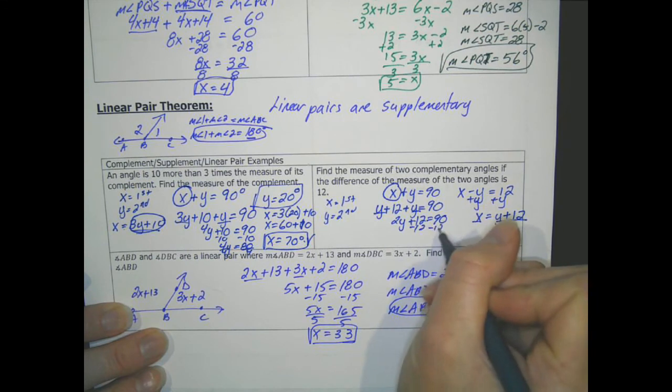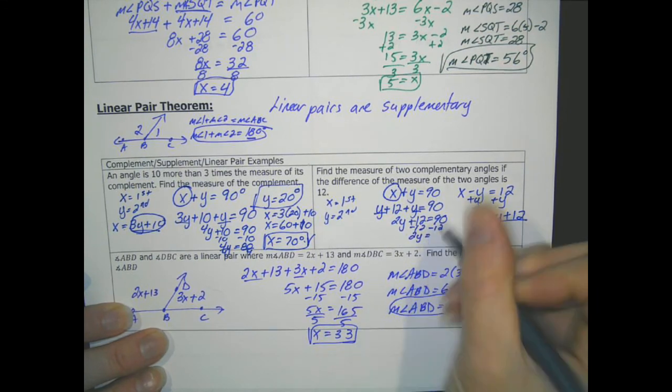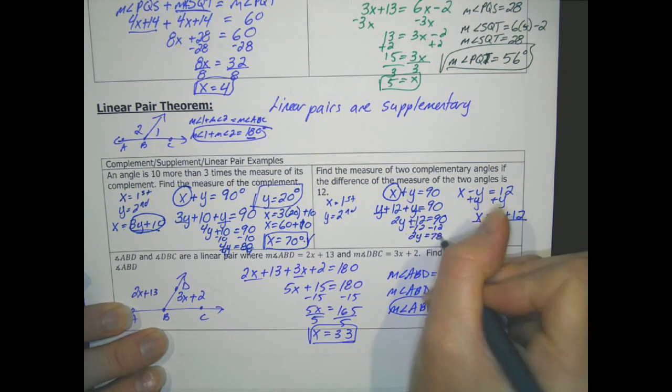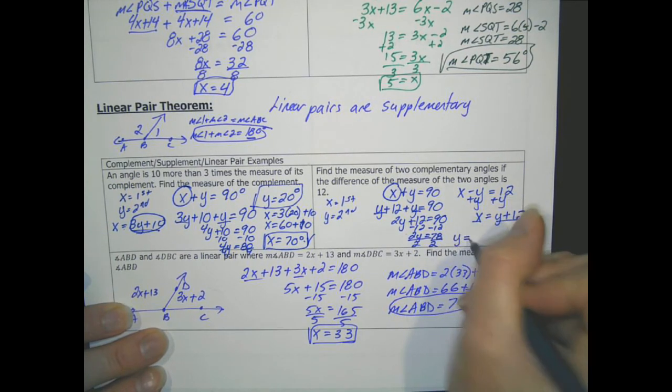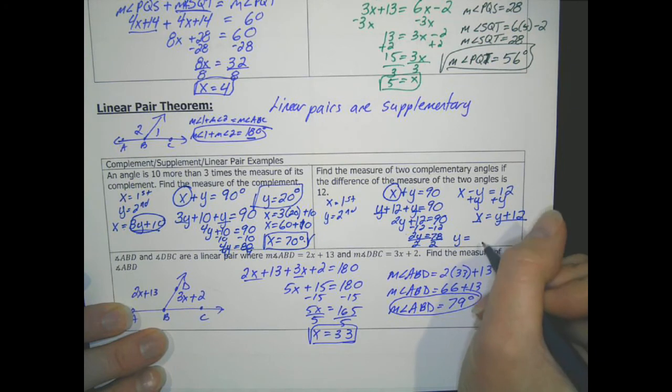Minus 12, 2y is equal to 78. Divide by 2, divide by 2. y is equal to 39 degrees.